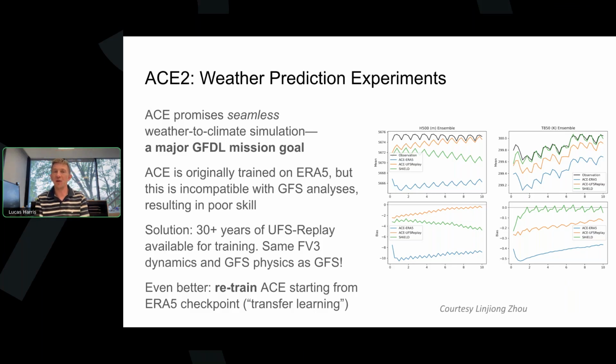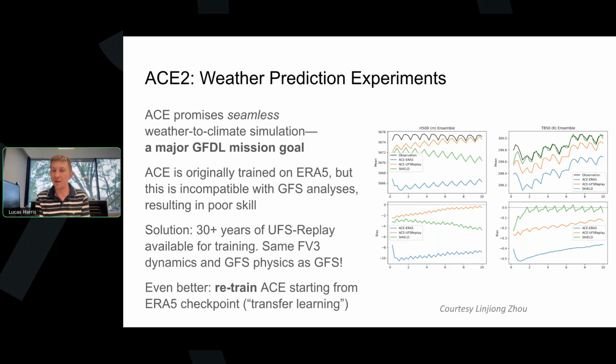But what we can do is we now have resources available to us where we can start to retrain using the resources made available on Ursa, the new NOAA GPU machine. And we had this excellent data set that was produced by PSL called UFS Replay, trained on ERA5, but using the UFS, basically the same model as the GFS with some updates, same FV3 dynamics, same GFS physics. There's 30 plus years of this available.